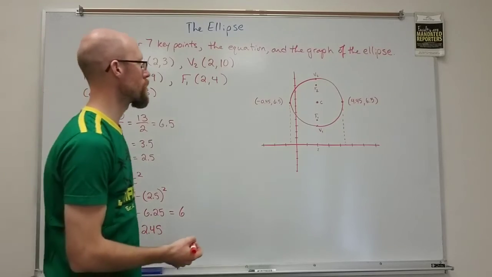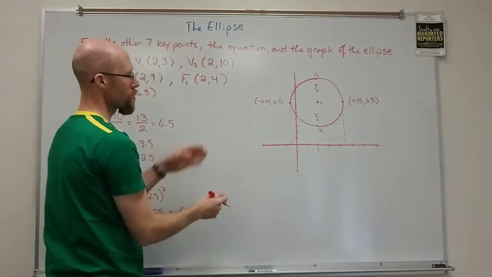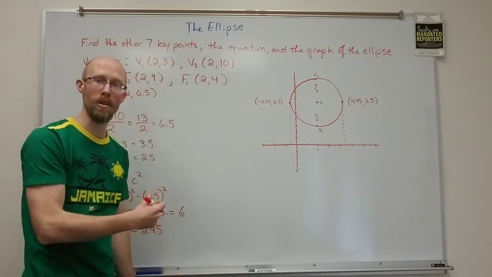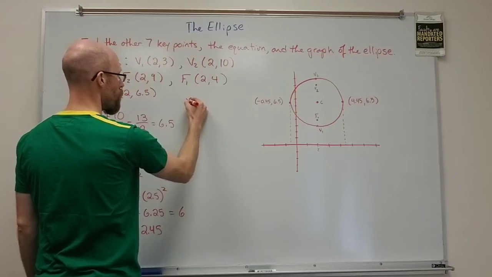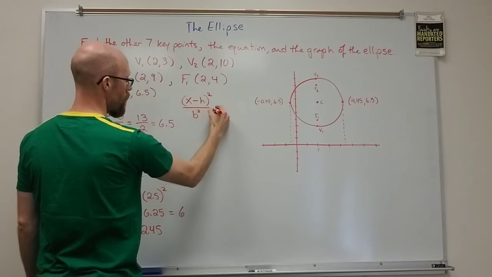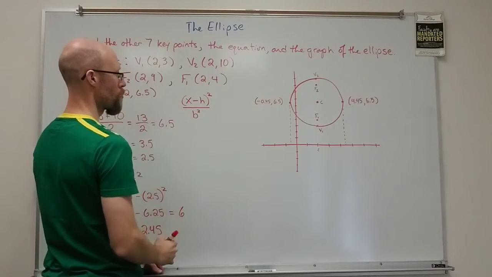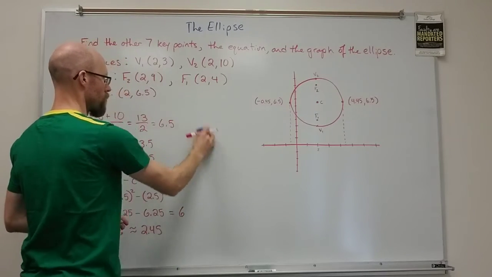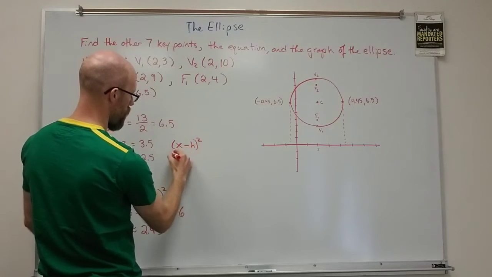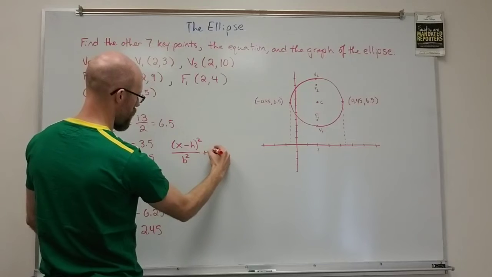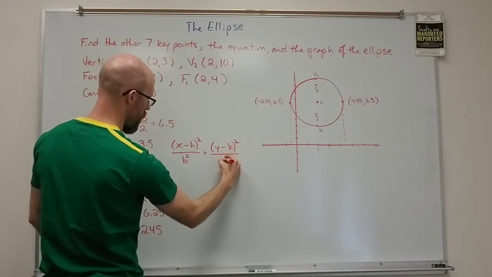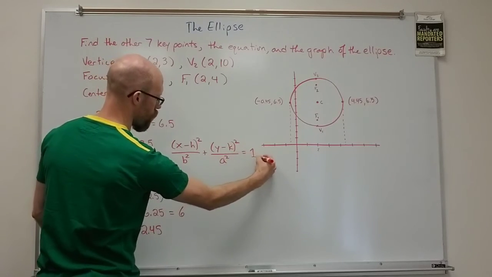Now the equation of this ellipse, remember, is going to be, now this is, the major axis is vertical. So the a goes under the y and the b goes under the x. So it's going to be of the form x minus h squared over b squared. Do I need more space? Yes, I do. I'm going to run out right there. Let's put it down here. x minus h squared over b squared plus y minus k squared over a squared is equal to 1.